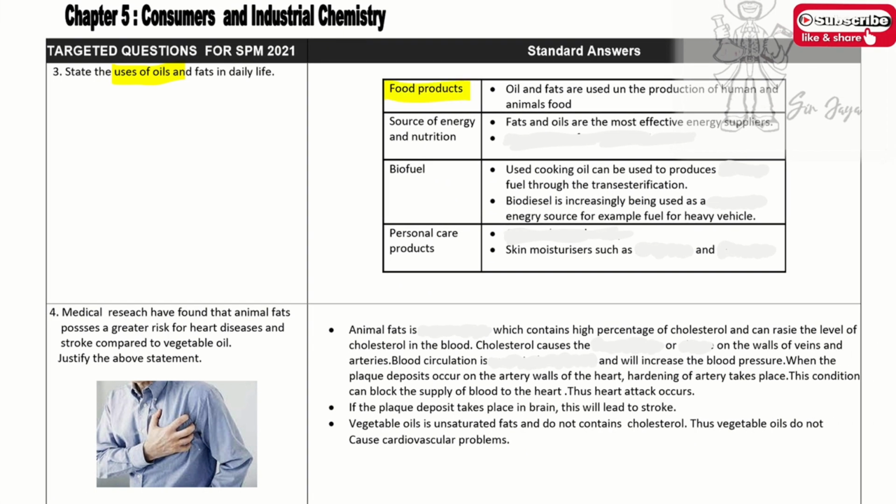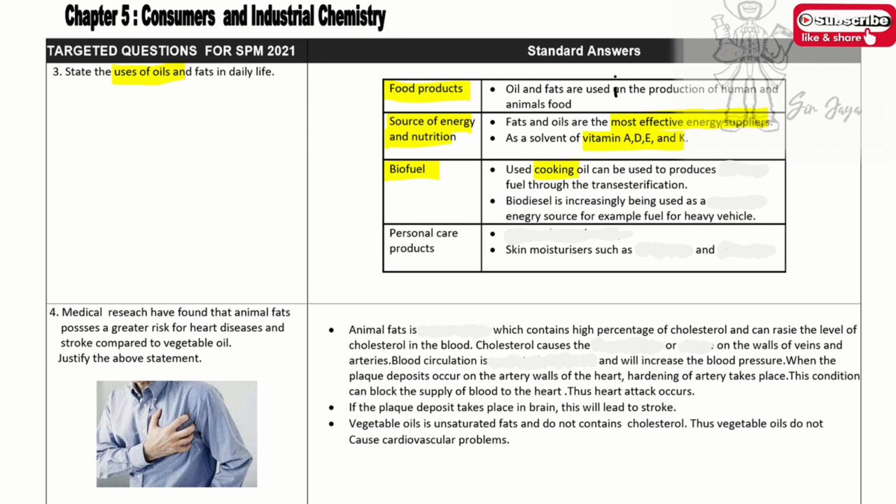Oil and fat are used in the production of human and animal food. It's also a source of energy and nutrition. Fat and oil are the most effective energy supply. It is also used as a solvent for vitamins A, D, E, and K. It's also used as a biofuel.